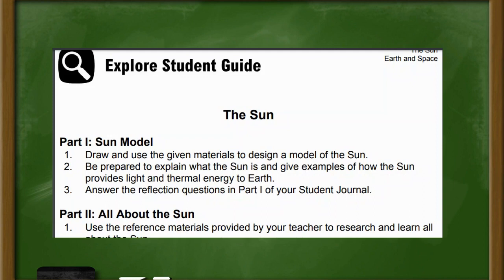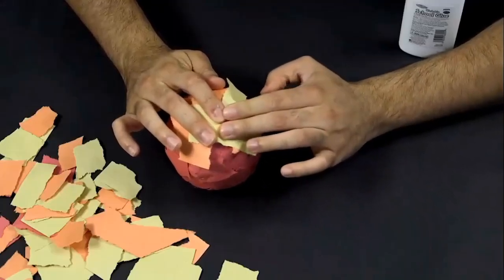After you create your sun, you'll get a chance to answer and reflect on some of the questions in your student journal based on your exploration. Let me show you what one of those example sun models looks like. Here's an example of what you might do with the materials you're given.